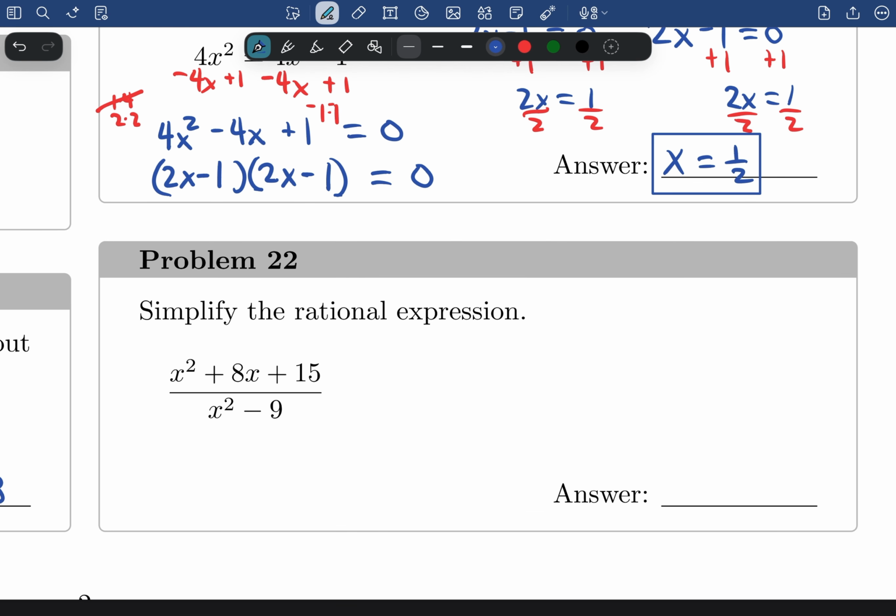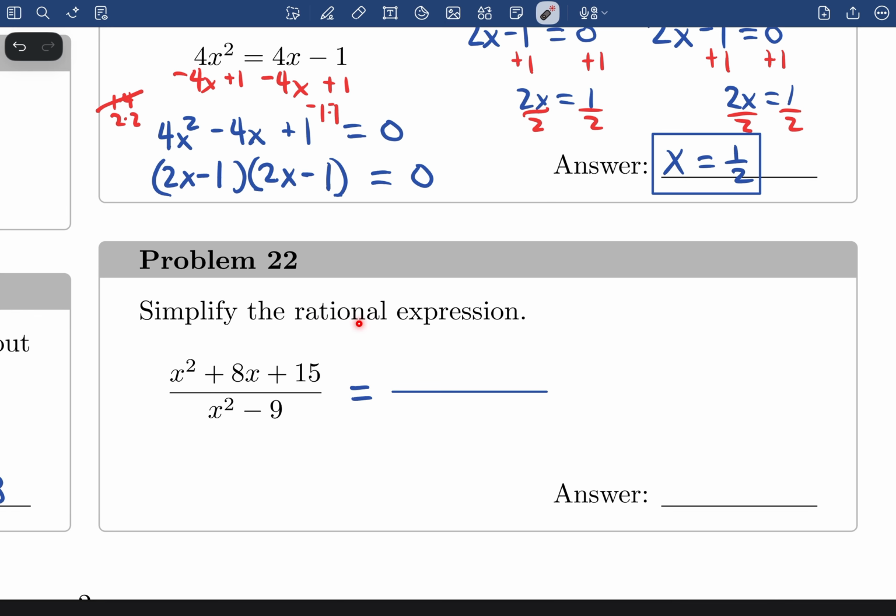Moving on, problem number 22. Simplify the rational expression x squared plus 8x plus 15 divided by x squared minus 9. This is where you really show off your factoring skills. So when I see this rational expression, and by the way, rational means it's a fraction, right? It creates a ratio.